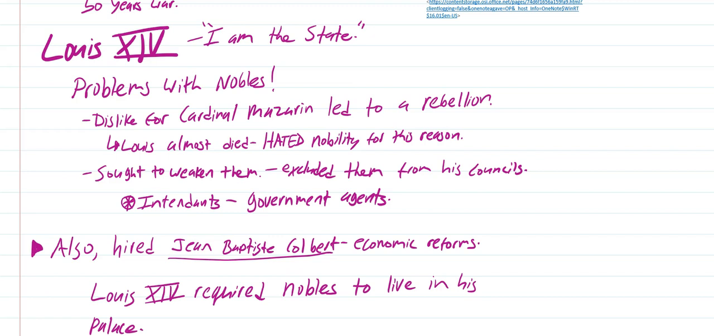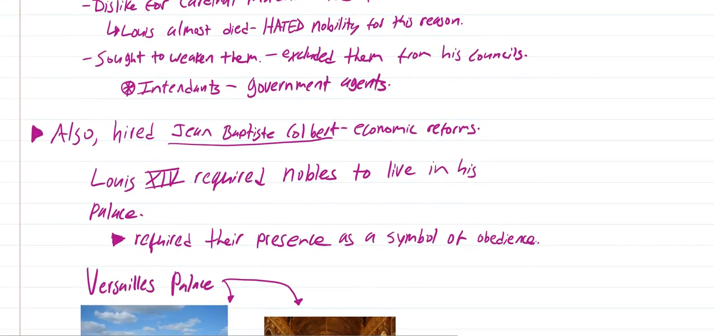And so he also had these intendants, very similar to what Richelieu had. He called them intendants. They were his government agents that helped him to keep the nobility in check. He was able to know what they were doing. He also hired Jean-Baptiste Colbert for economic reform. And so Colbert helped him to kind of appeal better to the French people. Eventually he's going to also fire Colbert, which is probably not a good move, but because of the financial problems that he ran into during his reign. But Louis XIV required nobles to live in his palace.